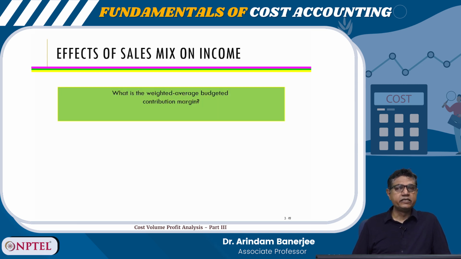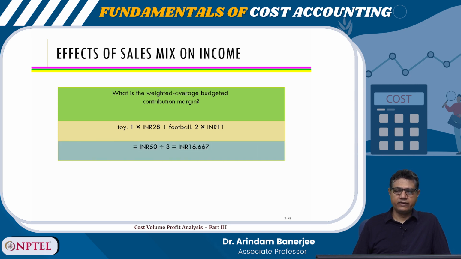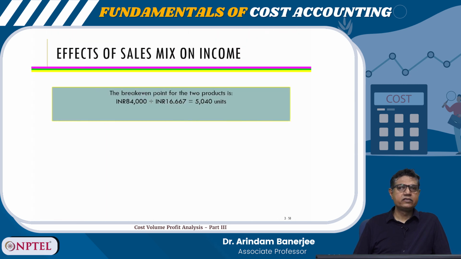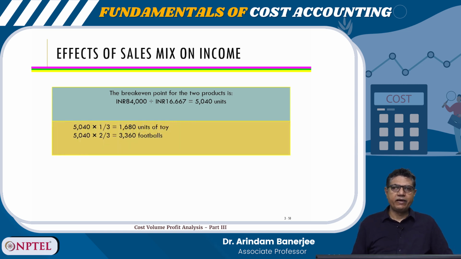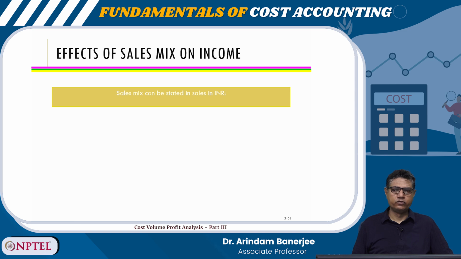Effects of sales mix on income. What is the weighted average budgeted contribution margin? We can calculate it: toy 1 into rupees 28 plus football 2 into rupees 11 is rupees 50, divided by 3, that is rupees 16.667. That is the weighted average contribution. The break even point for the two products will be rupees 84,000 divided by rupees 16.667, that is 5040 units. So, 5040 into 1 by 3 is 1680 units of toy, and 5040 into 2 by 3 is 3360 footballs.